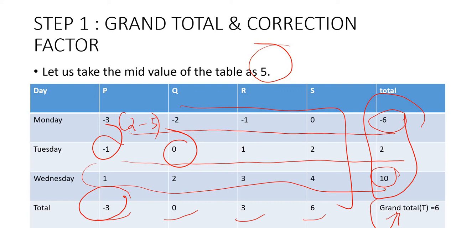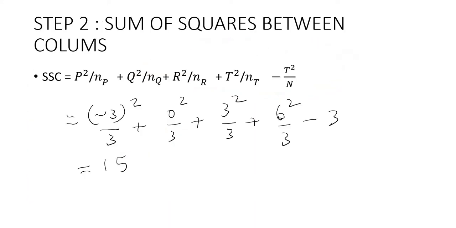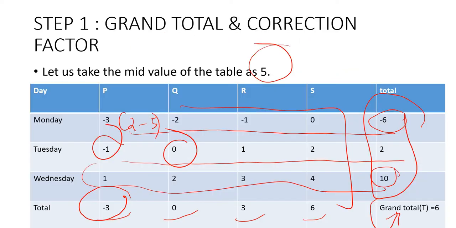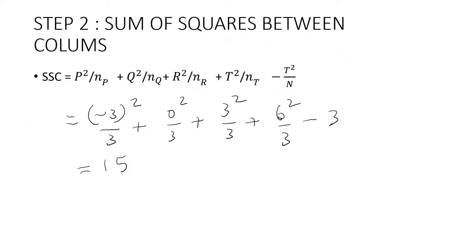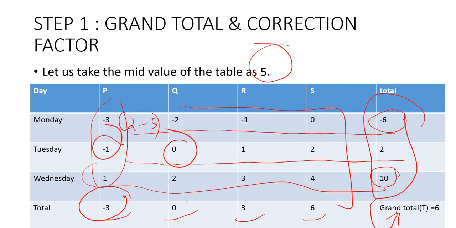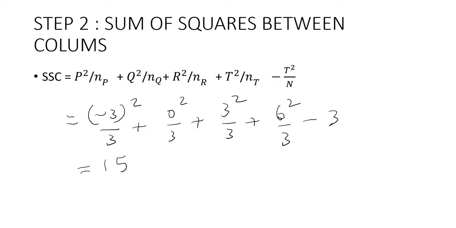That is p square by np: minus 3 the whole square by the number of observations of p. The number of observations of p is 3. That is minus 3 the whole square by 3. What is q square by nq? Q square is, the total q is 0, 0 square by the number of observations for q, which is 3.